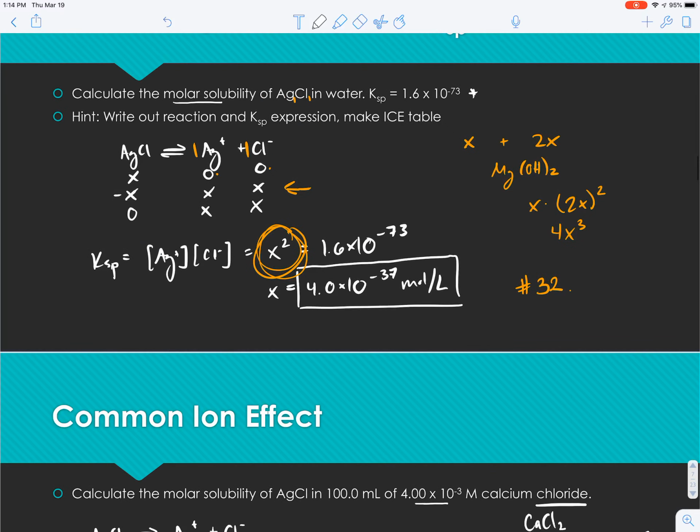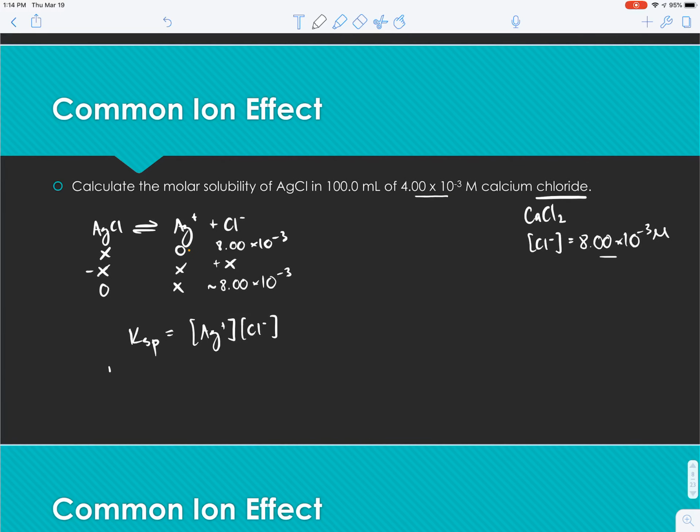So the KSP we were given up here, 1.6 times 10 to the negative 73. Our silver ion concentration, I guess I can just write X for that, will represent the molar solubility of silver chloride, again, because of the 1-to-1 molar ratio. And in this case, we're plugging in something other than X here. So we're not going to have X squared, we're going to have X times this. And our molar solubility will be 2.0 times 10 to the minus 71 molar.